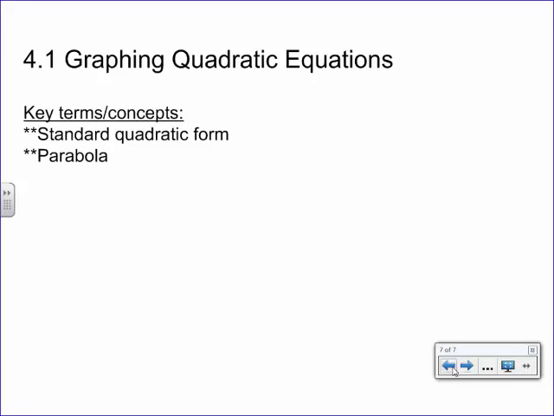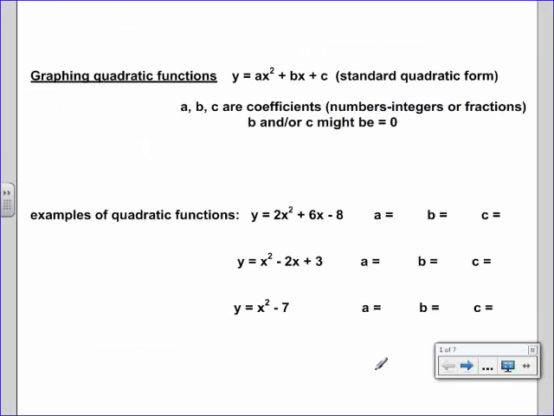Okay, let's start by looking at what the standard quadratic form is. The standard quadratic form is y equals ax squared plus bx plus c, where a and b are coefficients in front of x squared and x, and c is just a constant or a number. Now notice, numbers are integers or fractions, and b or c might be equal to 0, but a cannot be equal to 0, because if a was 0, your x squared term would turn to 0, and you would not have a quadratic function.